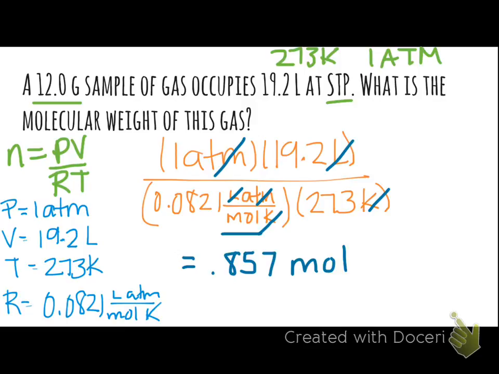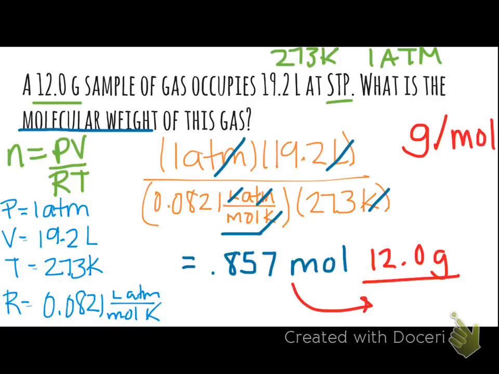Okay, but now what's the molecular weight, or the molar mass, or whatever this might be? 12.0 grams, and we have this many moles. So what I want you to think about is, what are your units on molar mass? Your units on molar mass are grams per mole. So that's what we're going to do. We're going to take our 12.0 grams and divide it by the number of moles that we have, 0.857 moles. So now we'll be left with grams per mole. And we get about 14.